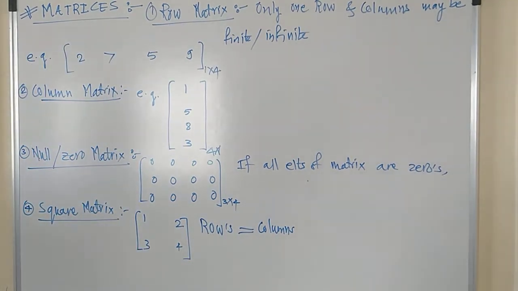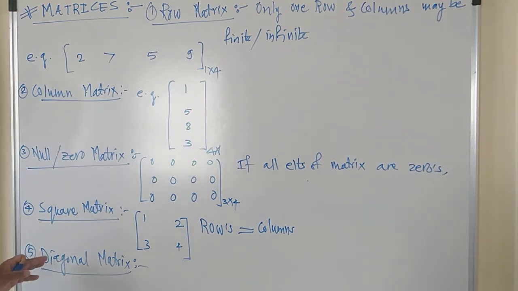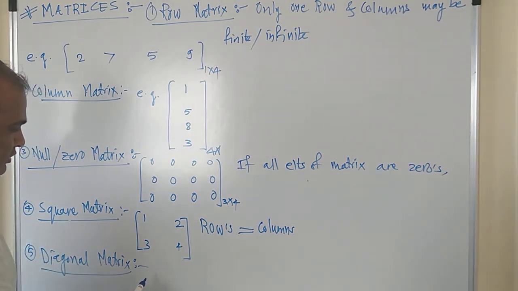The next kind of matrix is a diagonal matrix. Fifth is the diagonal type of matrix. Again, by its name only you can identify the matrix. What is a diagonal matrix? A diagonal matrix is a square matrix whose all non-diagonal elements are 0. So a diagonal matrix is a kind of square matrix. That means the number of rows and number of columns must be the same, right?